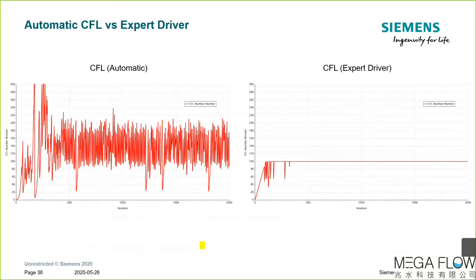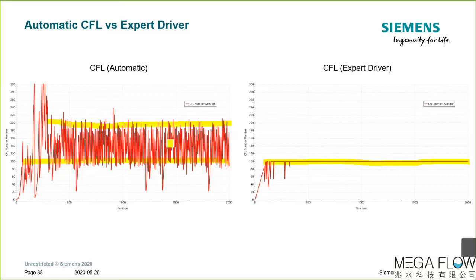On the left-hand side, you can see the CFL history for the automatic CFL option, and on the right-hand side, the CFL history for the expert driver. When we look at the right-hand side, we can see that the expert driver is doing what it's supposed to do. It's really targeting a CFL number of 100, and that's it. On the left-hand side, we can see that 100 is more or less the lower bound of the CFL range, and the max bound is maybe around 200. And we're somewhere in between.